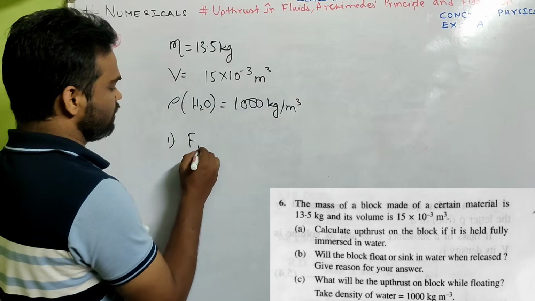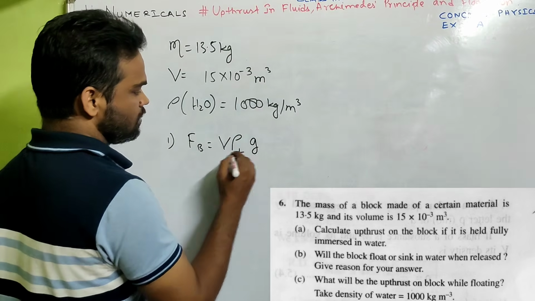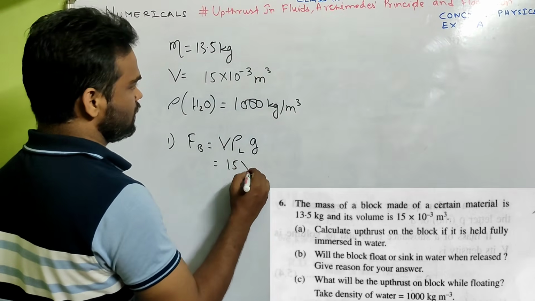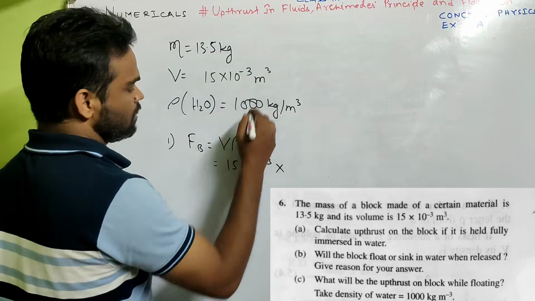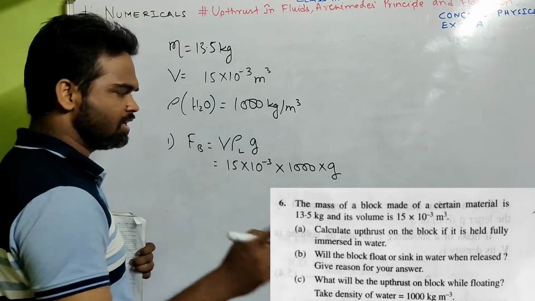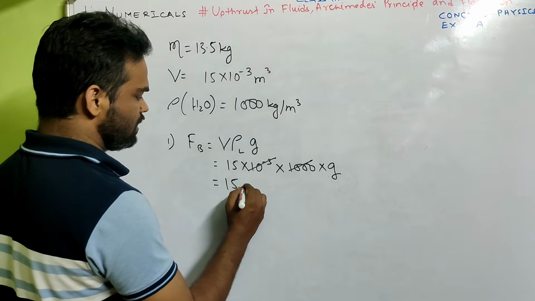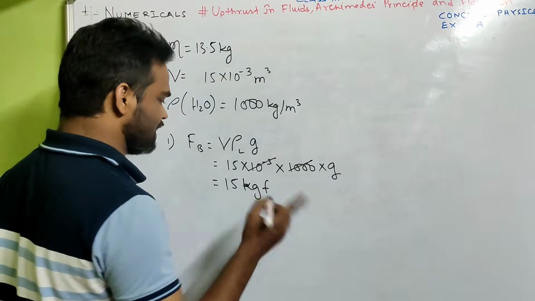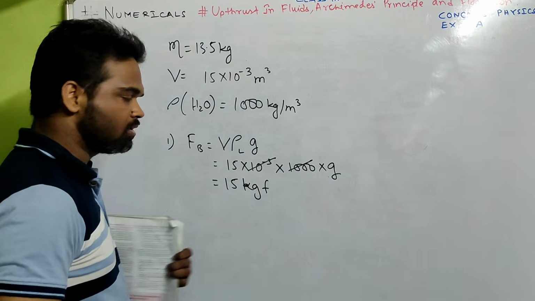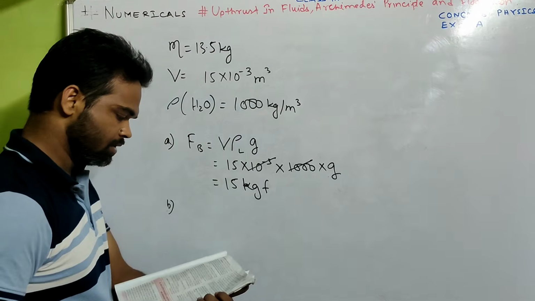Now, when it is held fully immersed in water, upthrust will be V rho g, rho of the liquid. Volume is 15 into 10 to the power minus 3. Rho is 1000, g as it is because we'll give the answer in kgf. So this and this cancel out. So 15 kgf, that is the upthrust when it is completely immersed in water. This is part A.